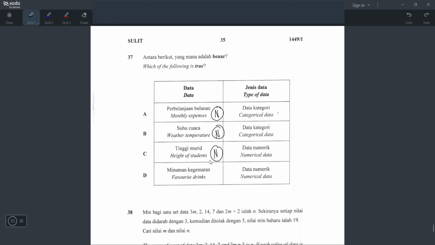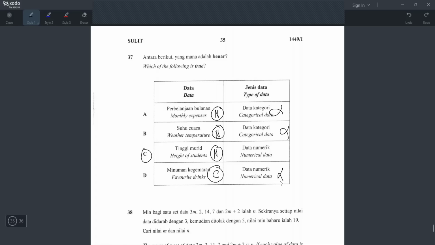So it's also numerical. But favorite drinks, if you do a survey and you ask a bunch of students what their favorite drinks are, you will not get numbers. You will get Milo, soft drink, coffee, tea, those types of answers. So these are called categorical data. Okay, it's categorized. So which of the following is true? I'll just check it. Okay, wrong, wrong. Numerical, C is the answer. Because C is true, right? And then D also, yeah, it's not correct.